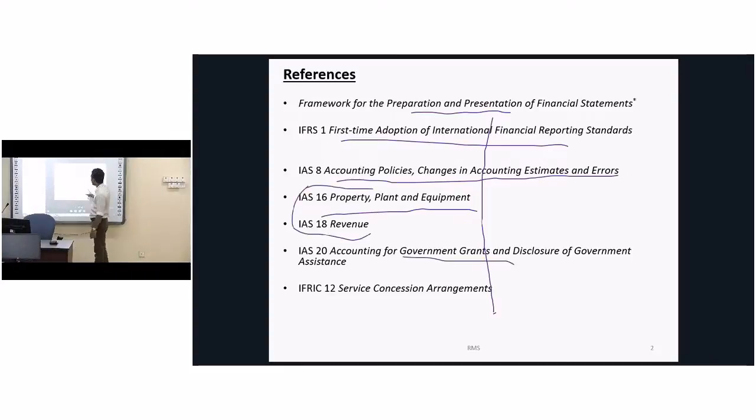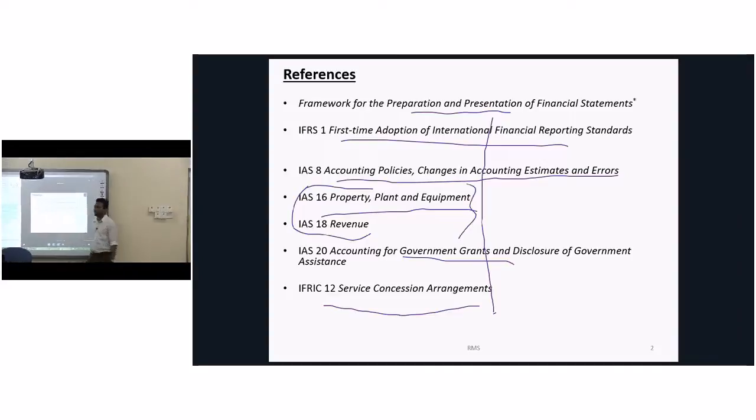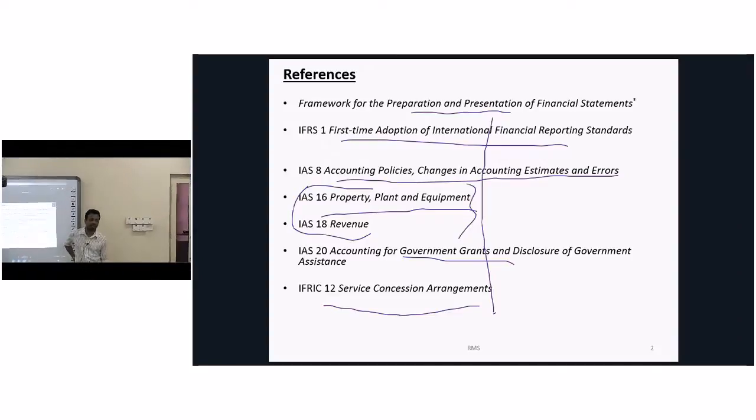And also government grants. Actually, we have not done this one. IFRIC number 12, service concession arrangements, we have not done that one. Therefore, I don't touch that much. But the main two for this one, we have to look at IAS 16 and IAS 18. Most of the guidance is extracted from IAS 16 and IAS 18 relating to IFRIC number 18, Transfers of Assets from Customers. Let's go ahead.